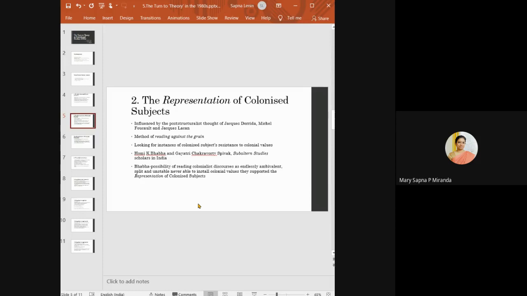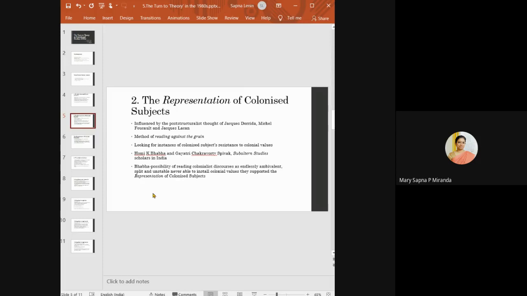Maybe it is not direct, but indirectly their activities, maybe some words, some actions, show how they were opposed to colonial rule and the colonial values. So you have names like Homi K. Bhabha and Gayatri Chakravarti Spivak. And also there was a group of scholars who studied subaltern studies. They also contribute quite a lot to this way of looking at post-colonial study.